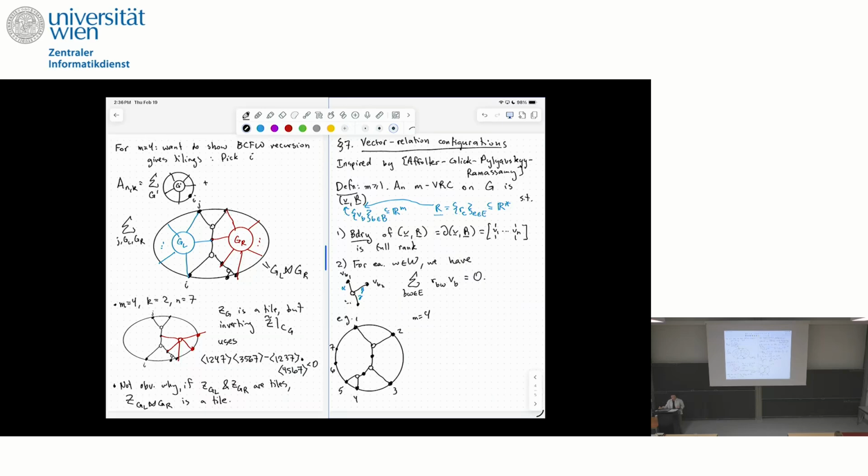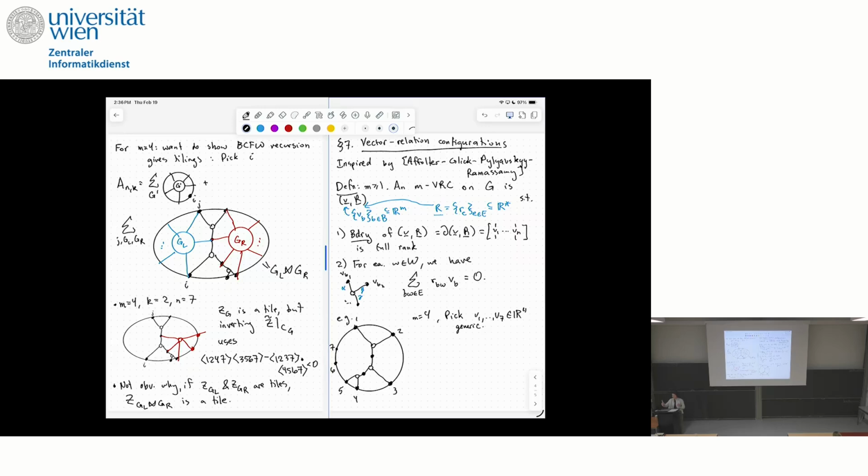Now, the way I'm often going to think about these VRCs is I'm going to fix my boundary vectors and then think about how many ways there are to fill in the inside, subject to the constraints of the graph. So I'm going to pick v1 through v7 in R^4, and I'm going to pick them generically.